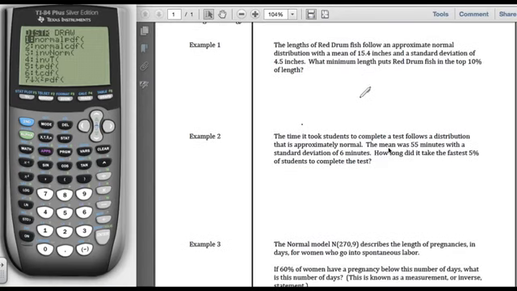Let's look at example one and progress through these. The lengths of red drumfish follow an approximate normal distribution. So I've got a normal curve that pretty much signals I'm in chapter 6. The mean is 15.4 and the standard deviation is 4.5. I want to know what minimum length puts red drumfish in the top 10% of length.